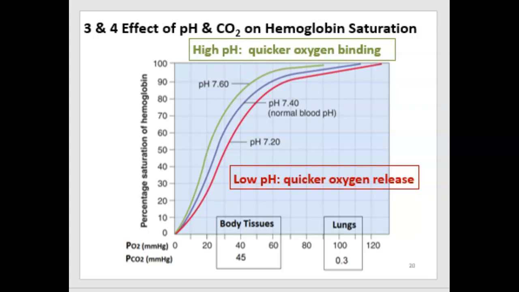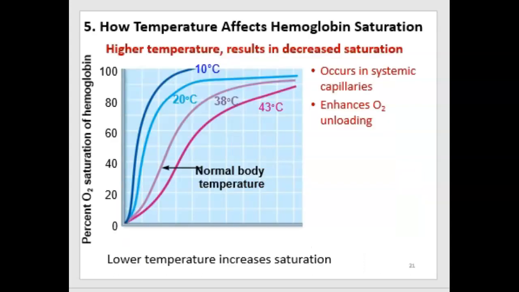Okay, let's look at temperature now. So higher temperature basically results in decreased saturation. But what that means is that oxygen's released from the hemoglobin. And we tend to have higher temperature, not a lot, but somewhat higher temperature in the systemic capillaries. And so that enhances the unloading of oxygen. Very cool.